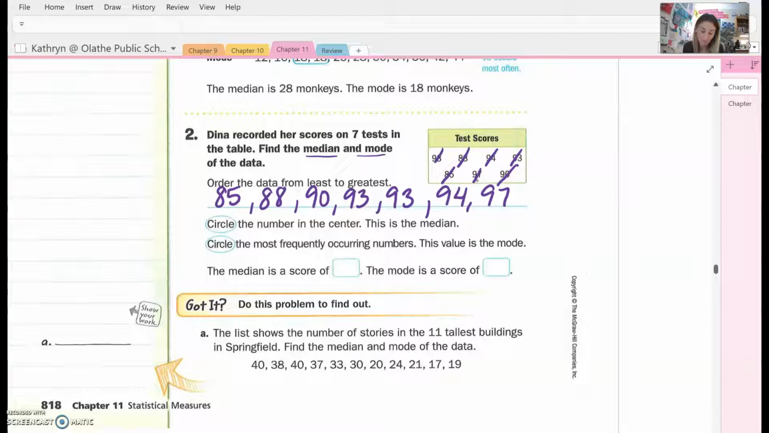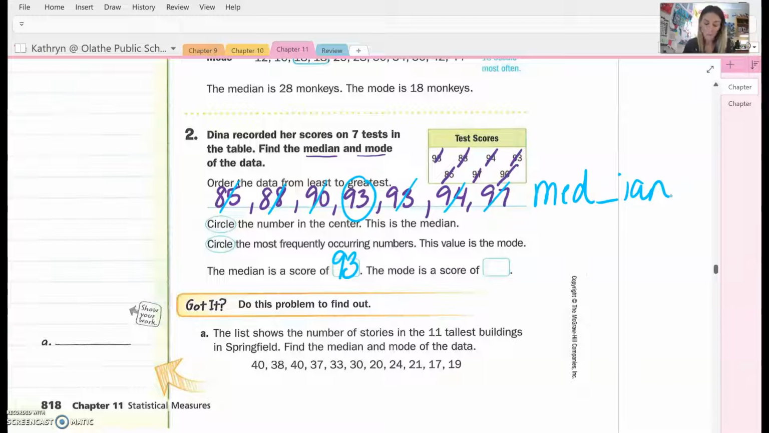Now it says circle the number in the center. So how do you do that? Well, actually I'm going to do a lighter color. You're just going to go from one end, from your greatest to your least, and cross them off. So I always go 1, 1, 2, 2, 3, 3. What number is directly in the center? 93. So our median is 93. Again, the median is the middle number. So you want to make sure you're looking for that middle number.